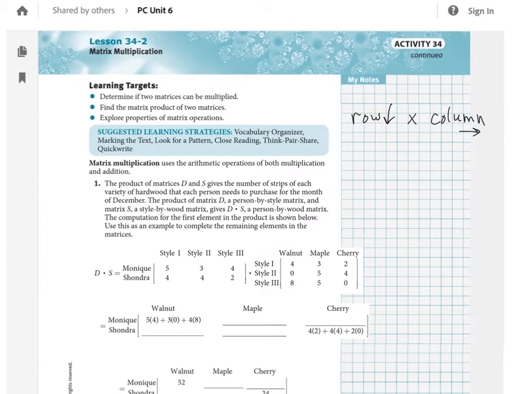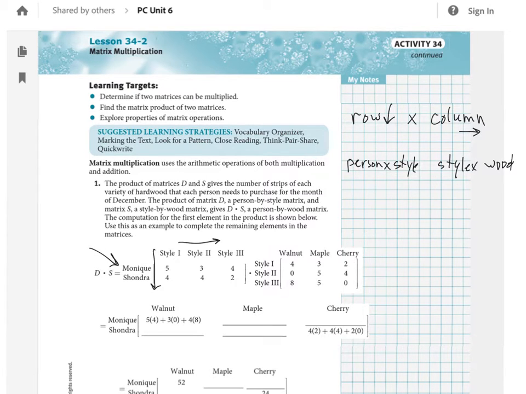If we take a look at number 1 right here, we're not really going to do too much with it, but when you give this a name, you've got to go down and then across. So that matrix is a person by style matrix. The second matrix is a style by, well, say wood. It's really the type of wood, but those are the two matrices.